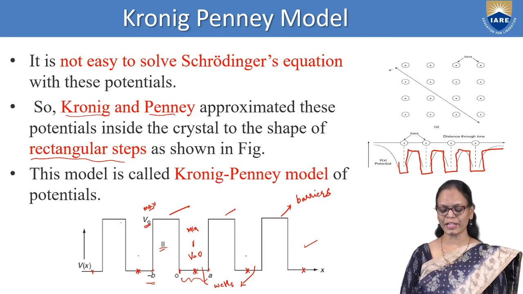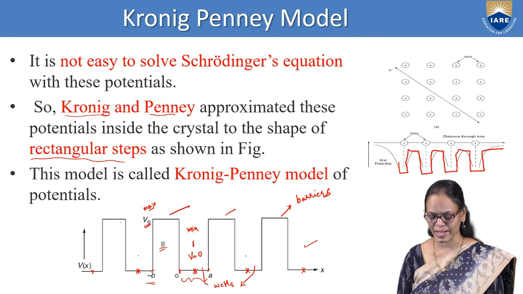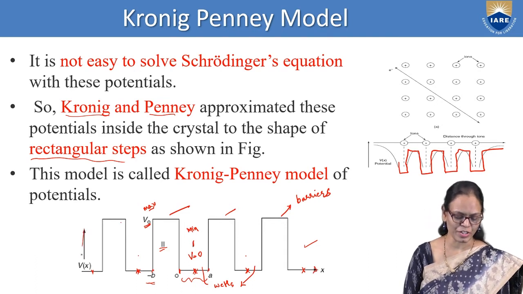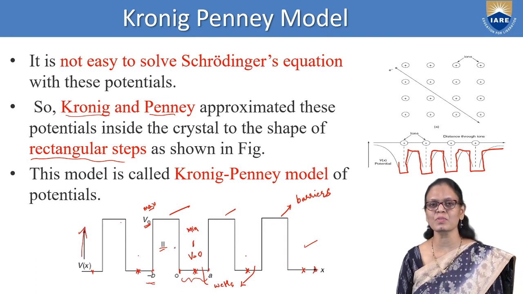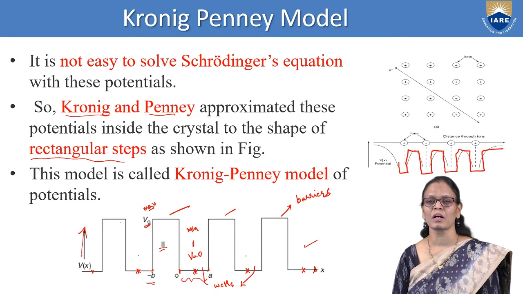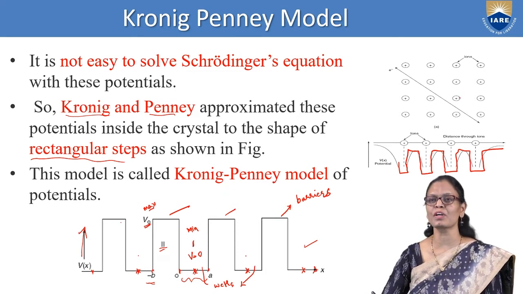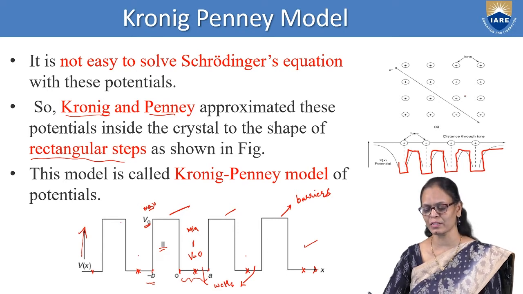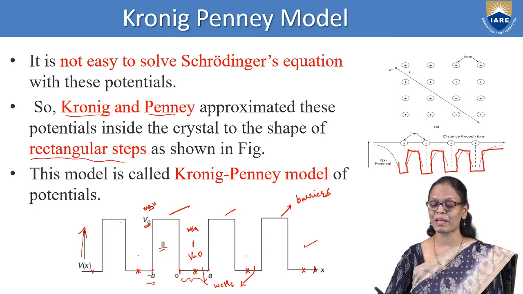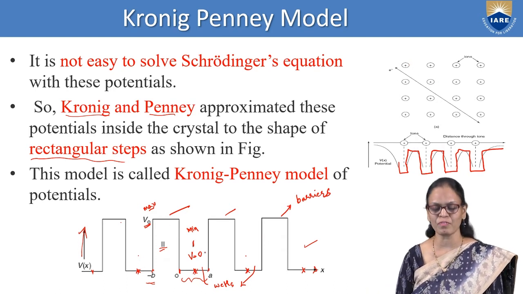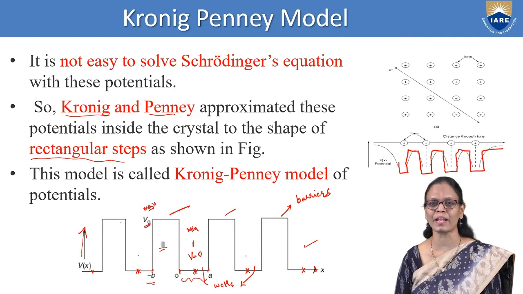So what I have plotted here is, with the distance, how the potential varies. This figure is very important for us to understand the Kronig Penney model. So whatever periodic potential we have seen here, that it is becoming minimum at the positive ion sites and maximum in between, we are representing it in the form of a potential well with barriers in between.